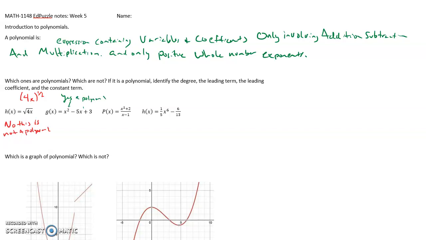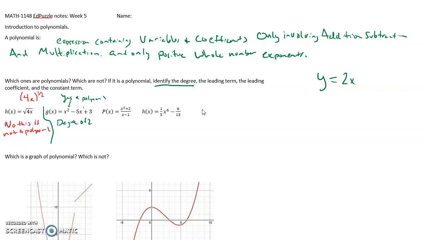It says if it is a polynomial, identify the degree. Well, the degree is just the highest variable term, any of these. These are actually monomial terms. Something that just has one term, something like y is equal to 2x, that would be a monomial. So these different monomials, which one has the highest exponent? Well, it's the squared term. So this would have a degree of 2.